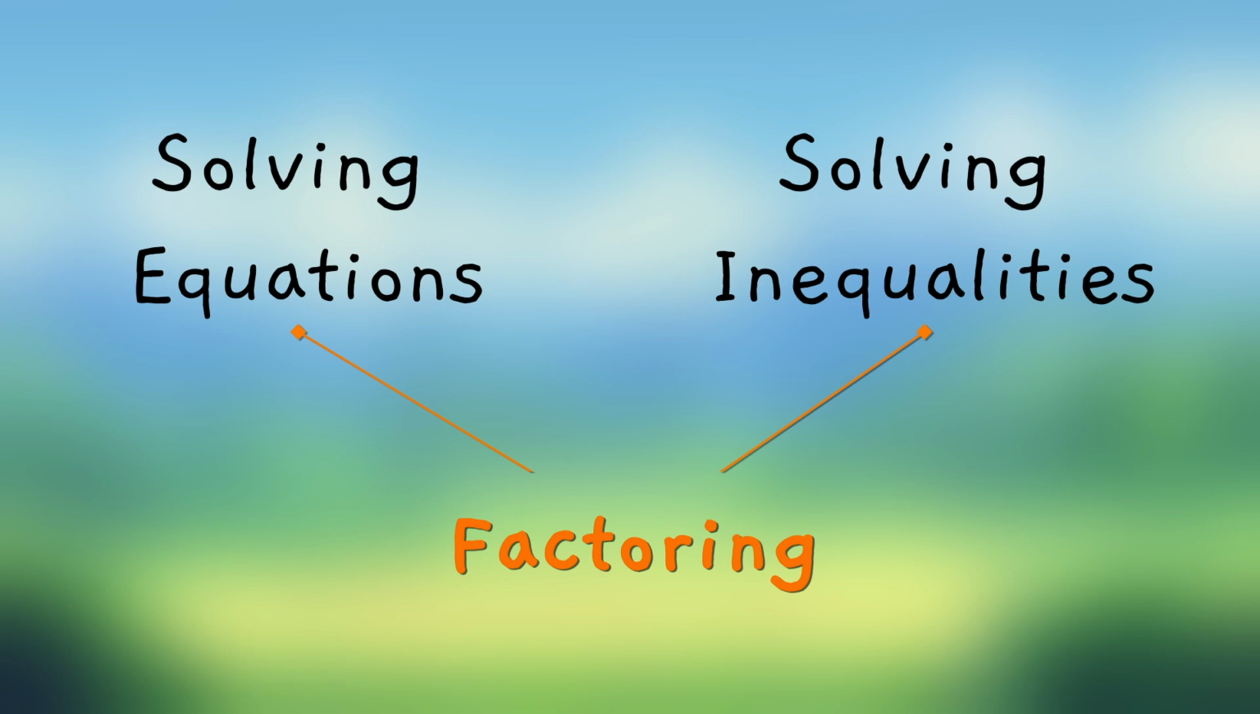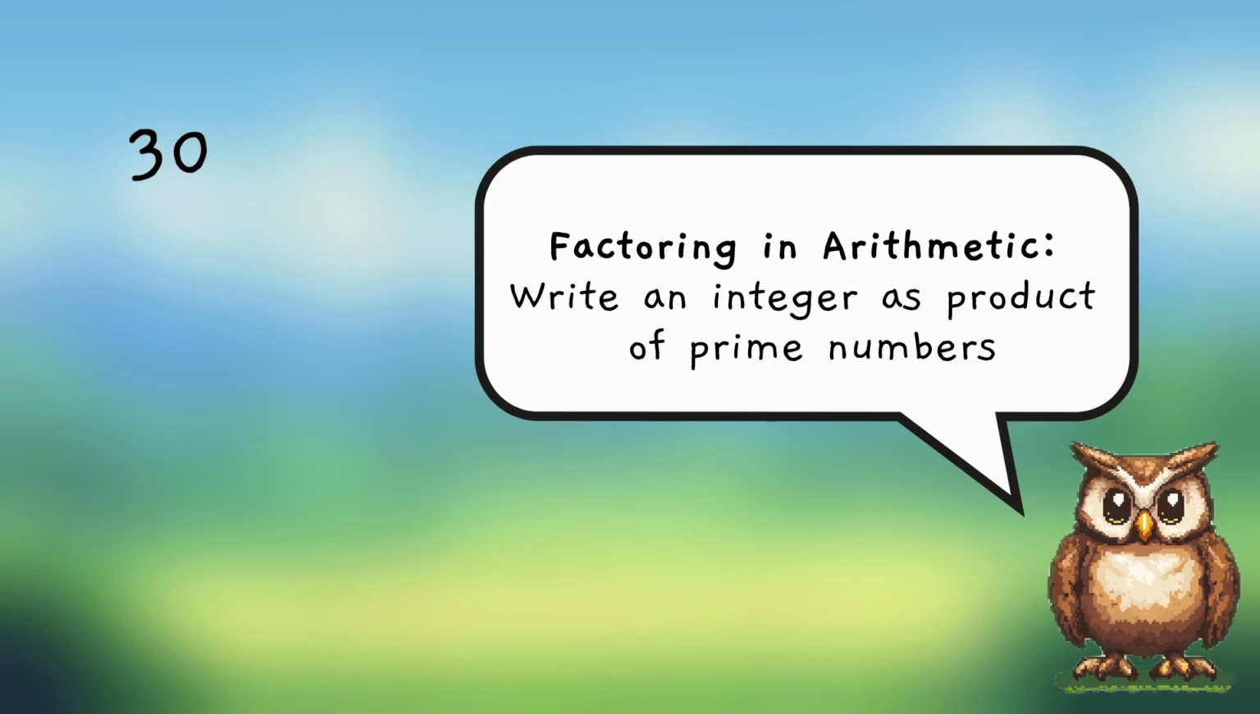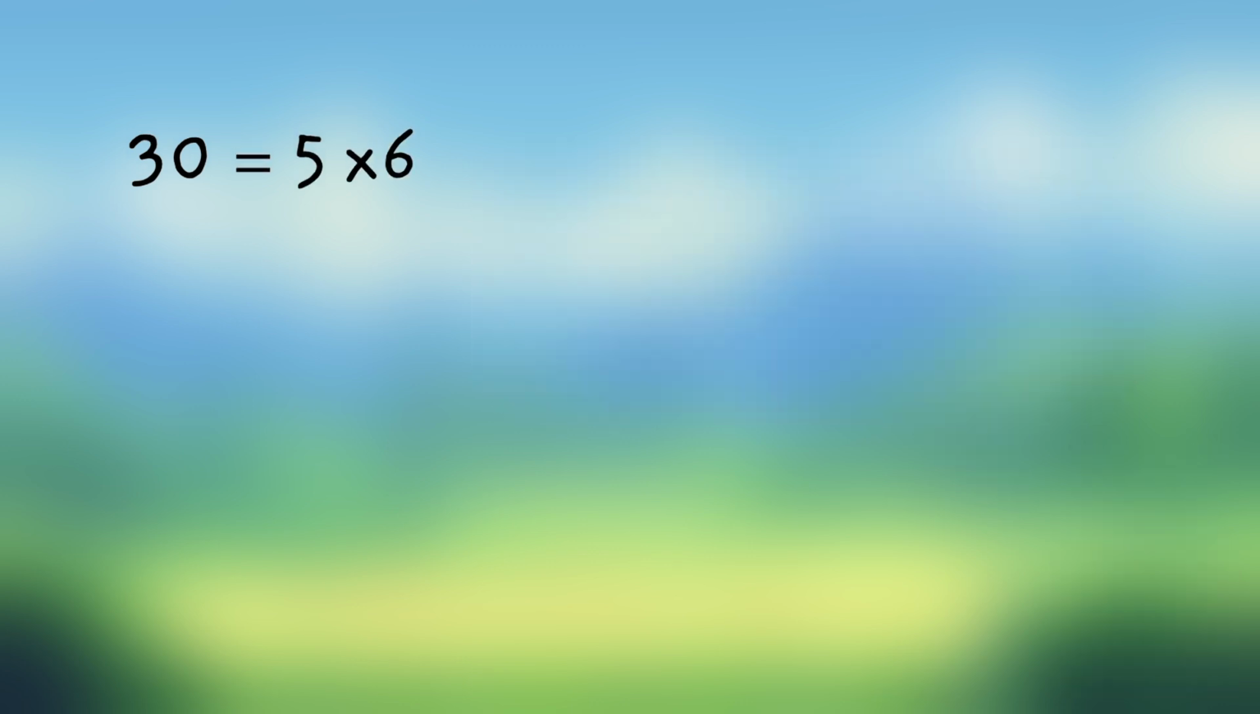factoring whole numbers. And to refresh our memory, let's factor the integer 30. In arithmetic, the goal of factoring is to write an integer as a product of prime numbers. For 30, we can write this as 5 times 6. Now 5 is a prime number, so we can't break 5 up into a product of smaller integers. But 6 is not prime. 6 can be written as 2 times 3.